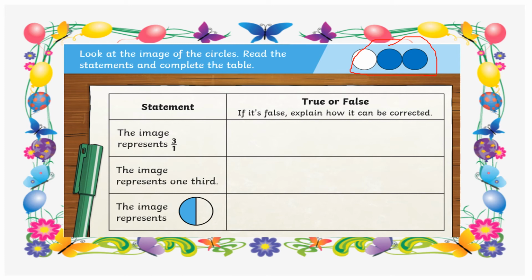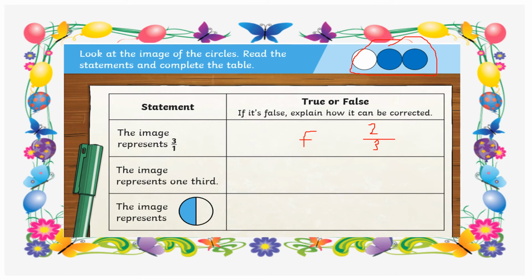Welcome back. How did you get on? Now, the first statement says this image represents 3 ones. Is this true or false? It's false. If you wrote false, well done. This does not represent 3 ones because remember, we start with counting our denominator and we have a total of 3. So our denominator is 3, and how many parts are shaded? 2 parts are shaded. So this image does not represent 3/3.